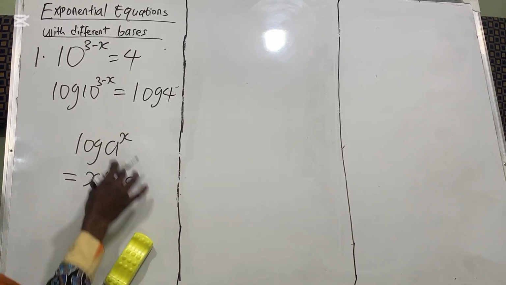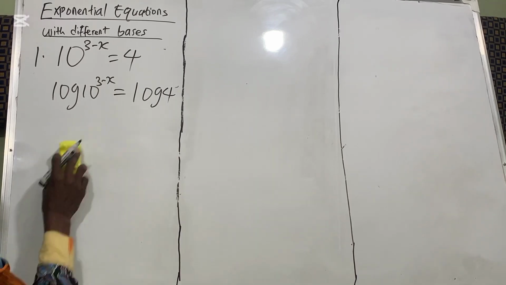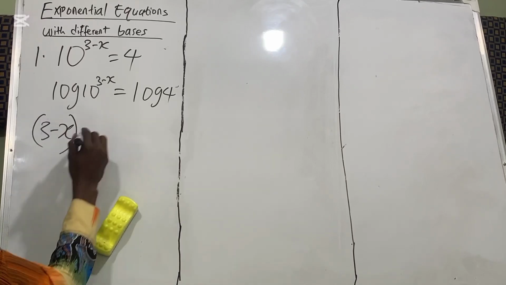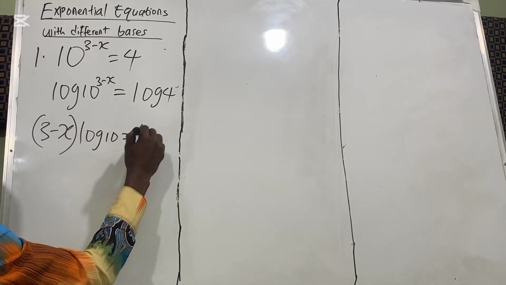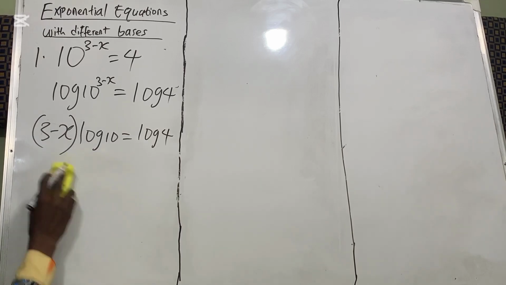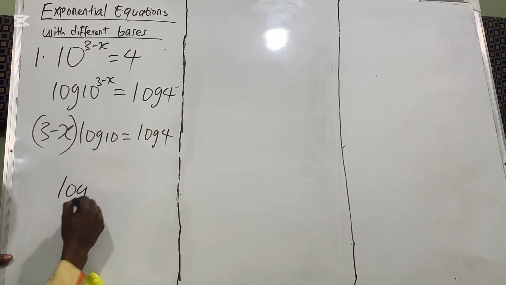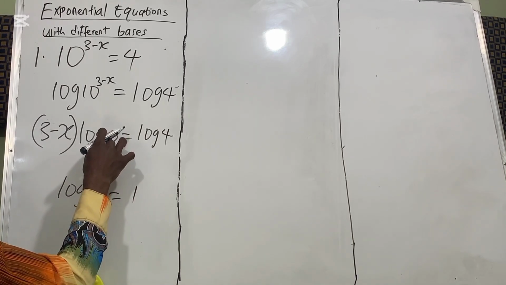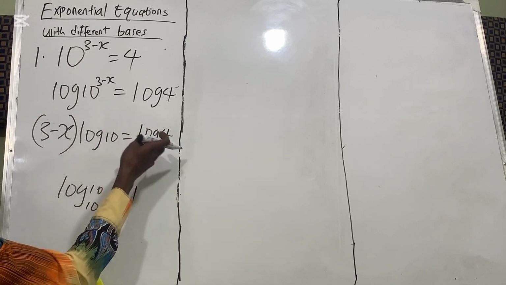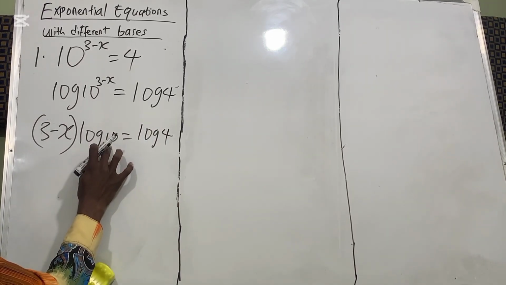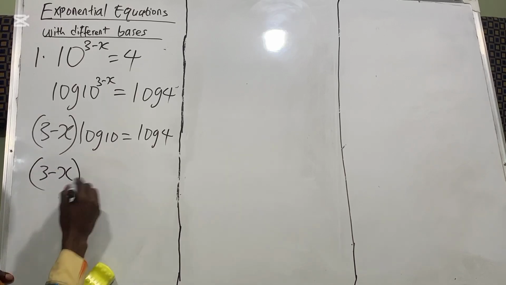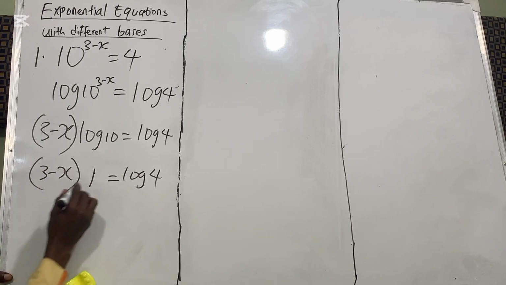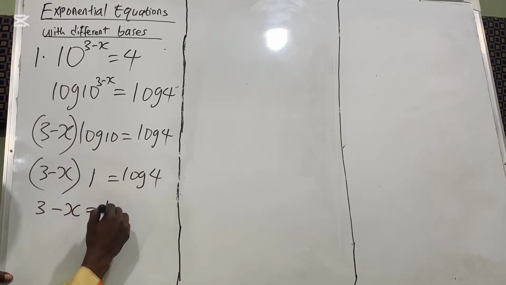Now, if we apply this, it can be written as 3 minus x times log 10 equals log 4. Also, from the laws of logarithms, when we have log 10 base 10, it equals 1. That's the log of the common base. So since it is log 10, the base is 10 on both sides, and this becomes 1. So you have 3 minus x times 1 equals log 4. We can expand the bracket: 3 times 1 is 3, minus x equals log 4.